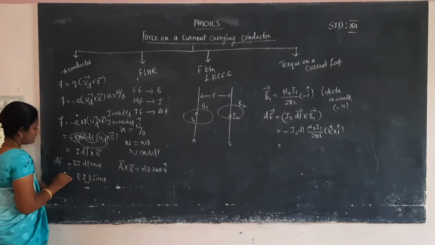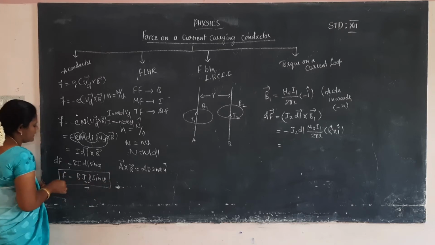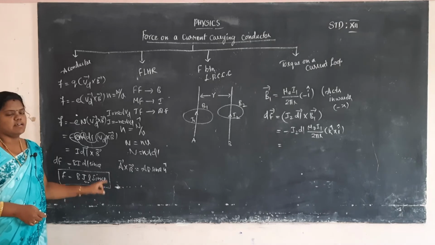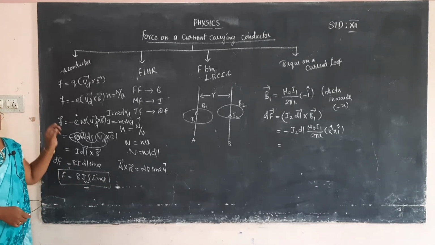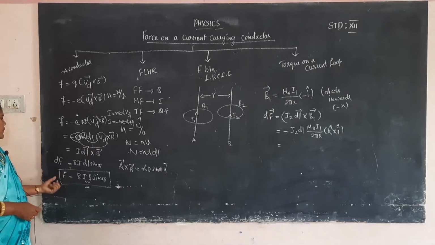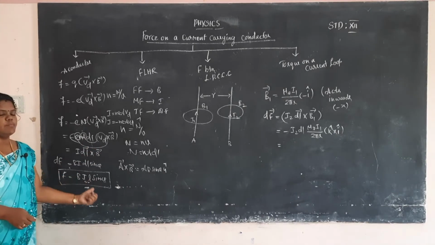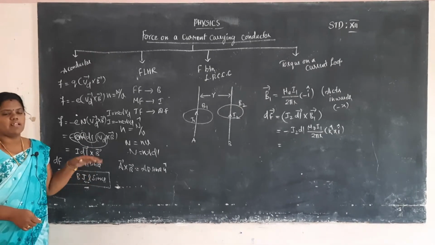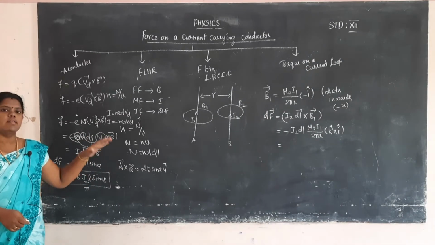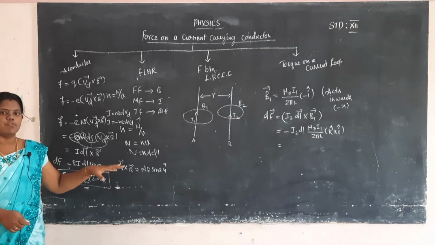This is the force acting on a current carrying conductor. Force is equal to BIL sin theta. Clear? This is the formula for the force acting on a current carrying conductor. So F is equal to BIL sin theta. Now we consider one conductor along the direction of the magnetic field.